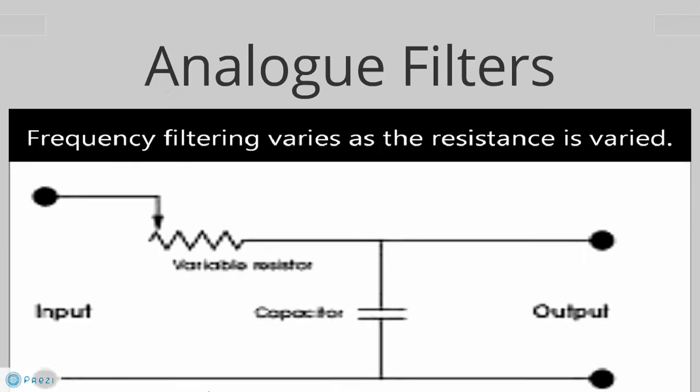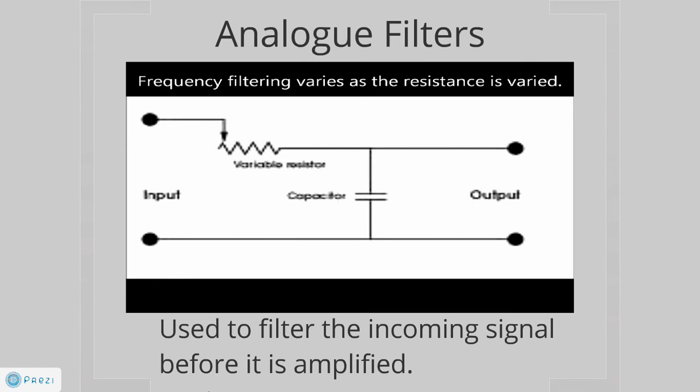As you can see in the animation, through the use of a variable resistor or any other appropriate component, frequency filtering can be varied. Analog filters are used to filter the incoming continuous signal before it is amplified and then digitized by the analog to digital converter. Now, filtering the signal before full amplification is essential for biopotential measurements to improve the signal-to-noise ratio.